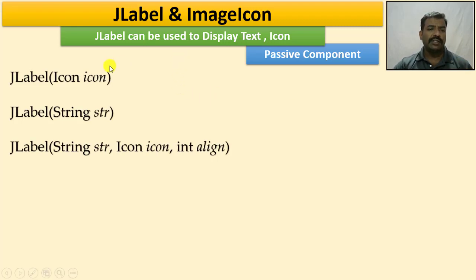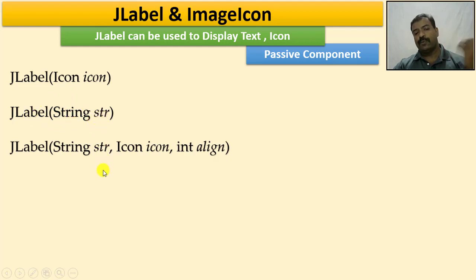To implement this, I have this set of constructors under the class JLabel. Using this constructor, I can put an image as information by passing an object of the class Icon. Or if I want to put a textual message, I am going to use the constructor with the parameter String str.